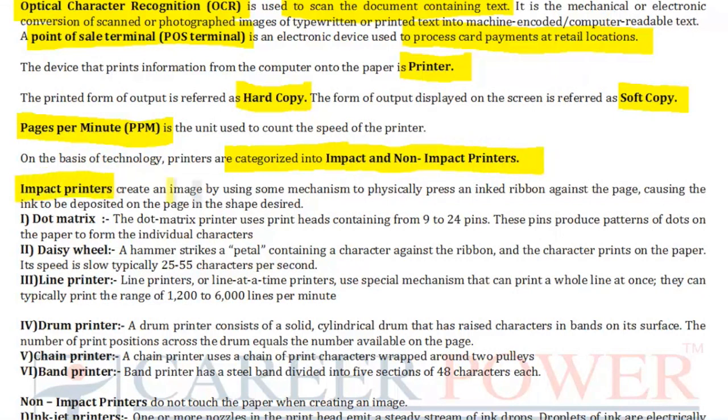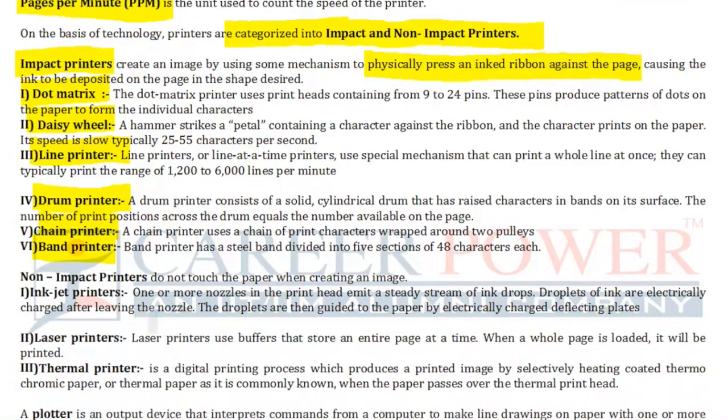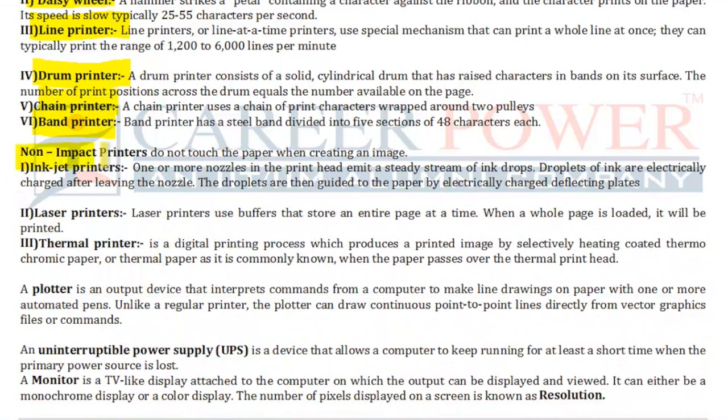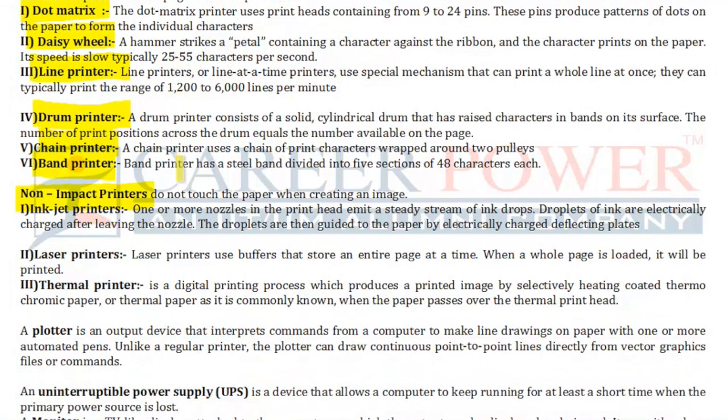Impact printers. As the name specifies itself, impact printers create an image by using some mechanism to physically press an inked ribbon against the paper. Some types of impact printer are dot matrix, daisy wheel, line printers, drum printer, chain printer, and band printer. Then we have non-impact printers. As the name specifies, non-impact printers do not touch the paper while creating an image. Remember, impact printers use a mechanism that physically presses an inked ribbon, whereas non-impact printers do not touch the paper while creating an image. Some types of non-impact printer are inkjet printer, laser printer, and thermal printer.